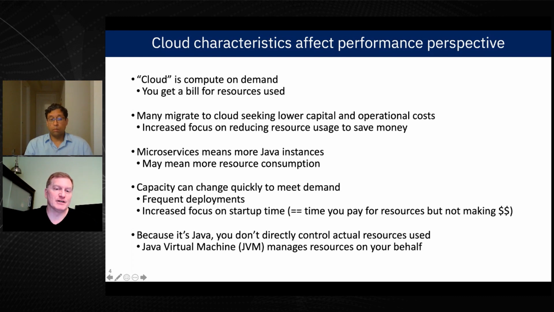Now, because it's Java, you don't actually control the resources that are being used directly by your application. It's the Java virtual machine itself that's managing those resources on your behalf. And so that's the reason why the very first important step here is to choose a JVM that has been optimized to take into account the increased focus on reducing resource usage to save money and also to focus on startup time. So which JVM are we going to recommend?